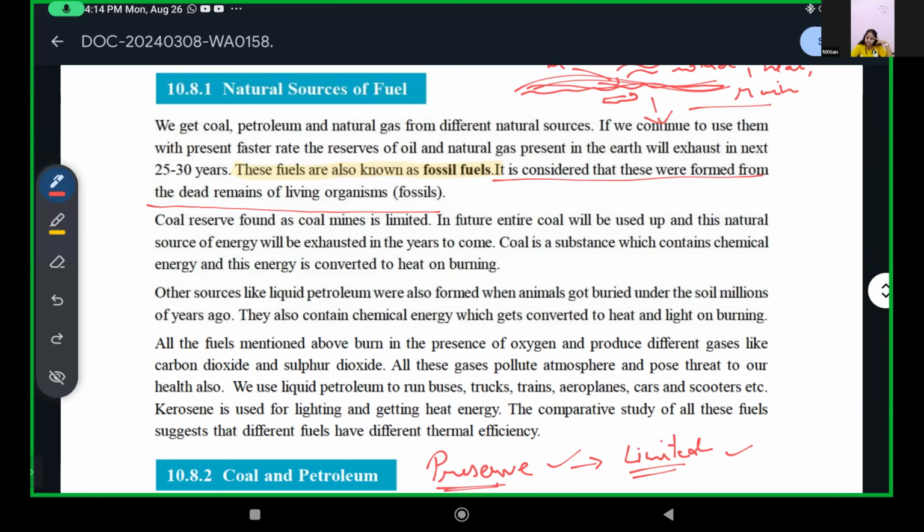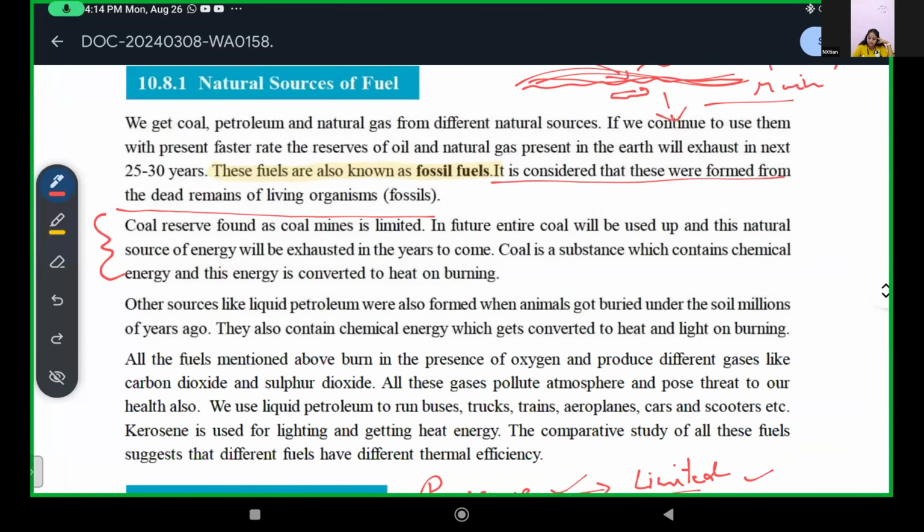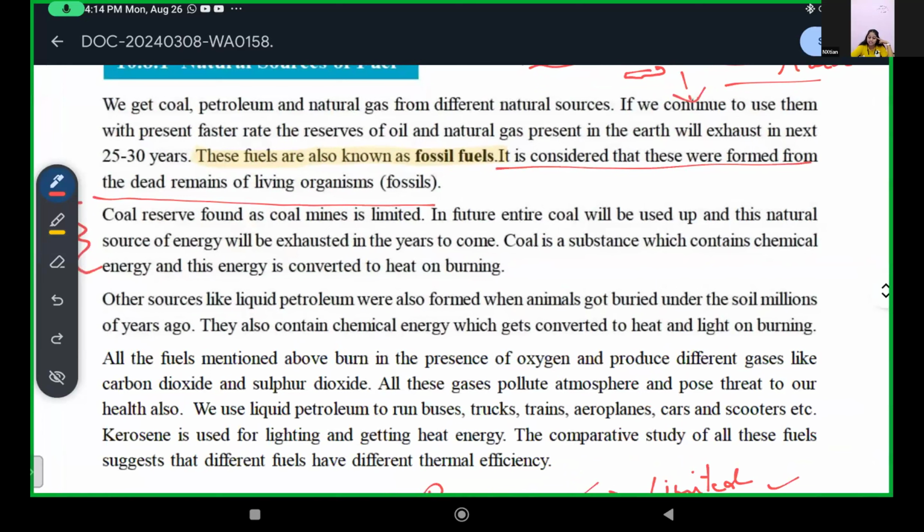Now we were talking about coal. Coal reserves found as coal mines are limited. In future, the entire coal will be used up, and this natural source of energy will be exhausted in years to come. Coal is a substance which contains chemical energy, and this energy is converted to heat on burning. We know that when we are burning a fire, we require coal, right? We can burn a fire with coal because it contains chemical energy and this energy gets converted to heat when we burn the coal. This we know.